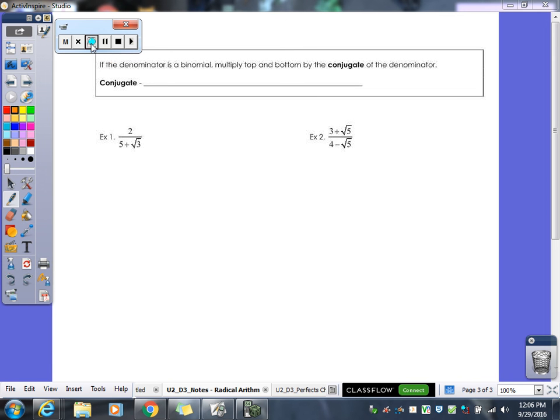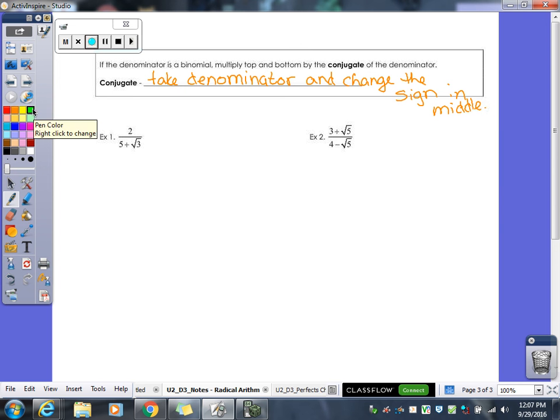Rationalizing the denominator, if it's not just one radical like our other two, they were nice, you have to multiply times the conjugate. Now the conjugate, all that means is you take your denominator and you change the sign in the middle. Because again, our goal is you can't have a radical in the denominator, but this time we have a binomial denominator. So you got two things in your denominator. So for our first example, my conjugate would be 5 minus radical 3. You don't change the sign of the 5, just the sign in between the number and the radical.